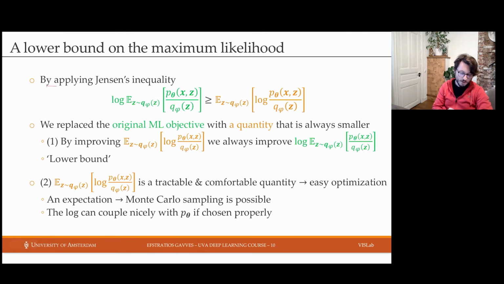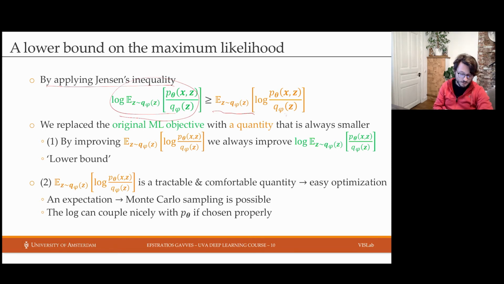How does this work for us? By applying Jensen's inequality on our learning objective, we obtain a lower bound counterpart, which is the expectation of the logarithm of the importance sampling quantity, so the logarithm of my joint likelihood over the density function that I'm learning, the importance sampling density function that I'm learning. And this expectation is computed with respect to my importance sampling density function.